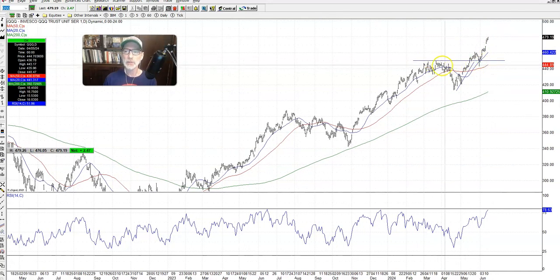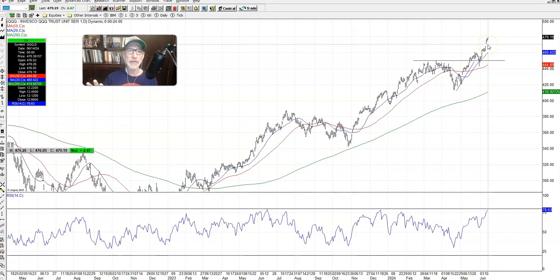So this resistance is no longer here. Now it actually becomes support. So if the market starts to come down, this area is now considered support. The RSI down here, you can see, is getting a little bit close to the overbought level. So we could be nearing a top, a temporary top for now.